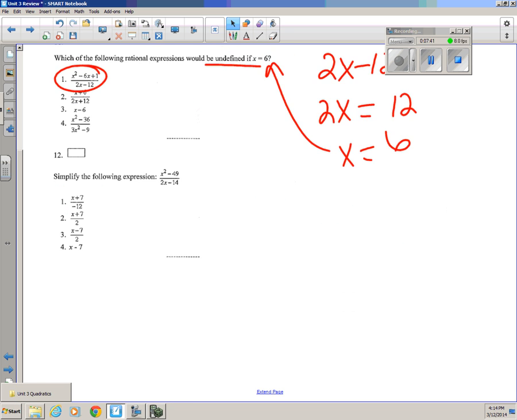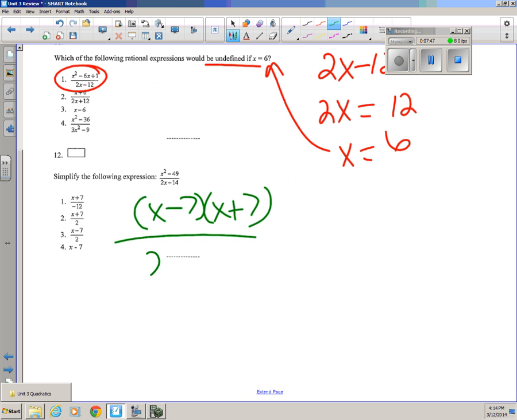Let's see here. This next one, simplify. So I've got a minus 7 and a plus 7 by dots. I have a GCF and a minus 7. These go away. Final answer, x plus 7 divided by 2, and that looks like choice 2.